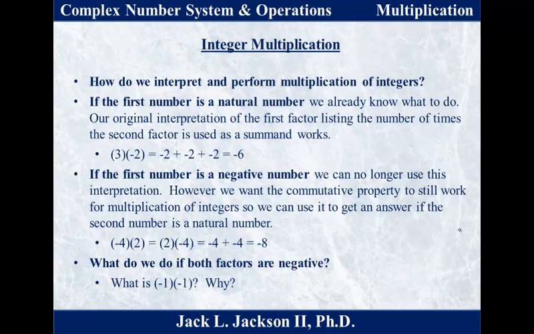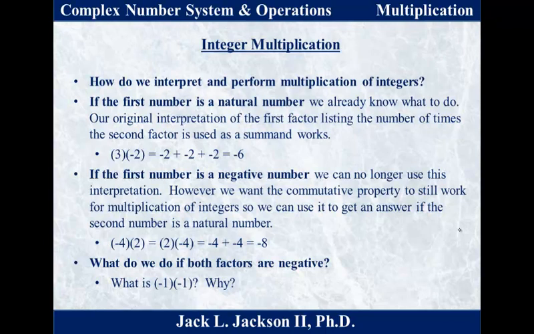So, how do we interpret multiplication of integers? Well, let's look at a few cases. Suppose the first number is a natural number. Of course, natural numbers are integers, so that's a possibility. Well, if the first number is a natural number, then we already know what to do. Our original interpretation is just fine. Remember, our original interpretation says the first factor tells you how many times to list the second number as an addend and put it together. 3 times negative 2 means 3 negative 2's added together. That makes perfect sense. Negative 2 plus negative 2 plus negative 2, we know how to do that. That's negative 6. So no problems there.